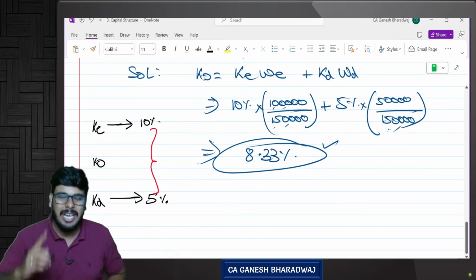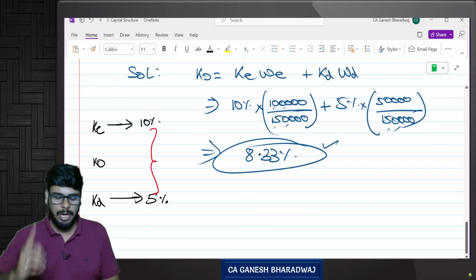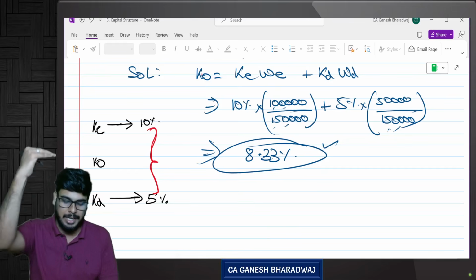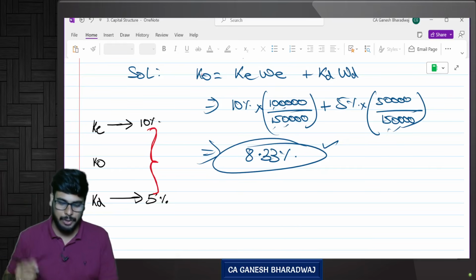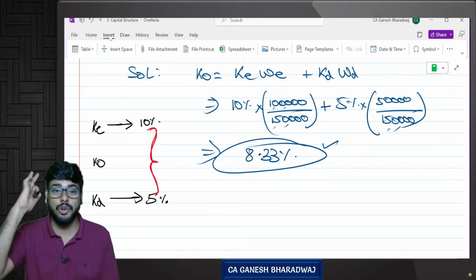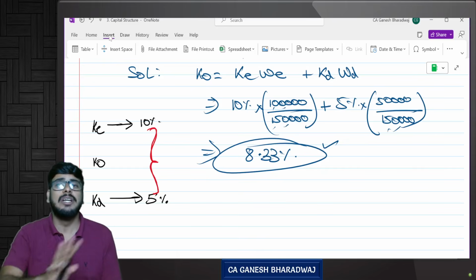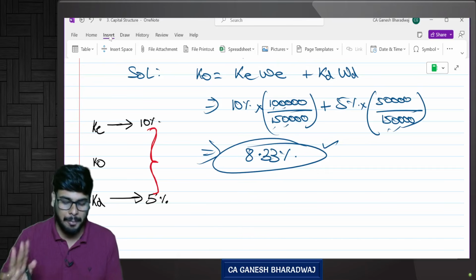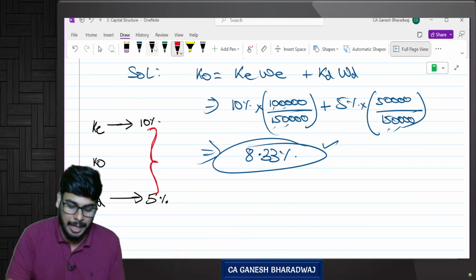Or in other words, always remember this. KO lies somewhere between KE and KD. Are you clear with this? Remember this rule as a thumb rule. Some students mug it up. Please don't mug it up. It's a trap. You just learn it by concept. Are you clear with this?